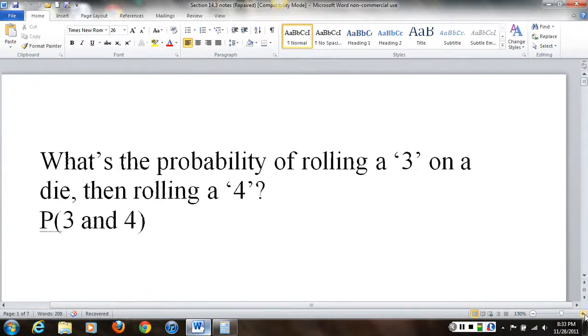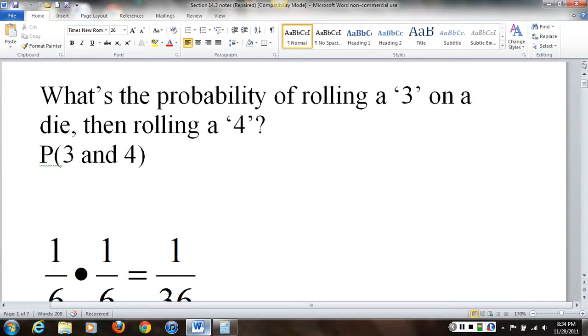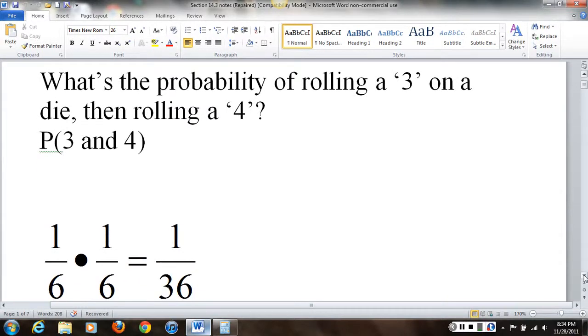First, let's look at some examples of intersection before we get to conditional probability. Anytime we have the word "and," like we said here, what's the probability of rolling a 3, then rolling a 4? So 3 and 4 is the way we'd interpret that. And since these are happening one after the other, we'll say, well, what's the probability of rolling a 3? What's the probability of rolling a 4? 1/6 for each one, so 1/6 times 1/6 gives me 1 out of 36.